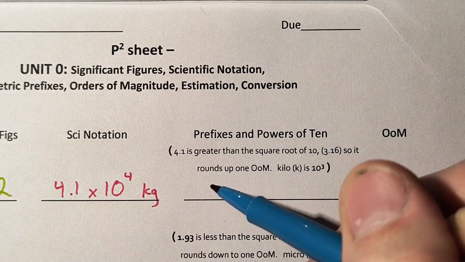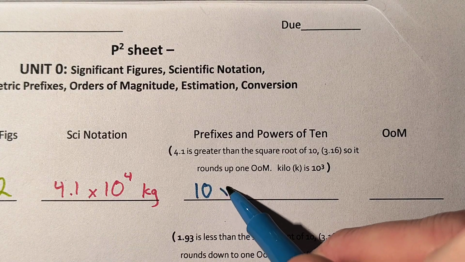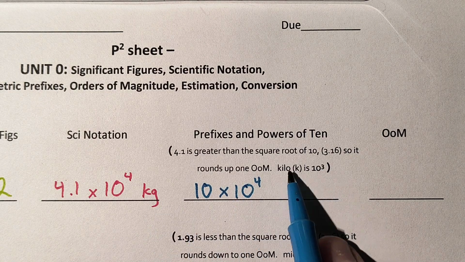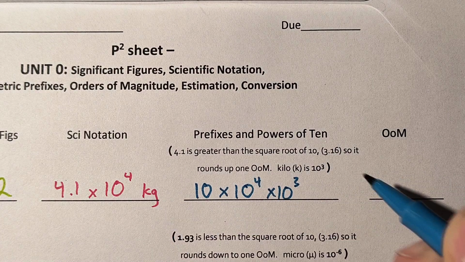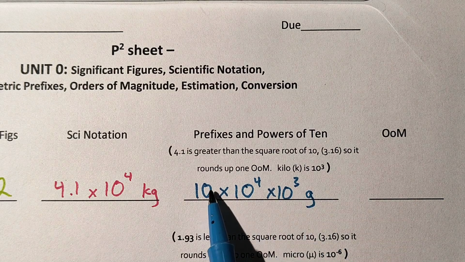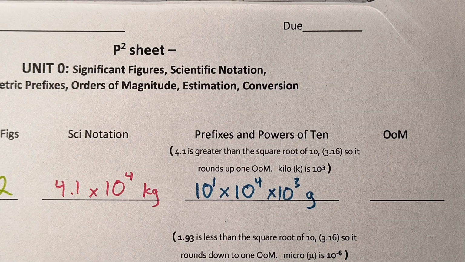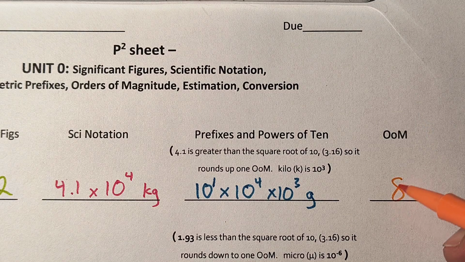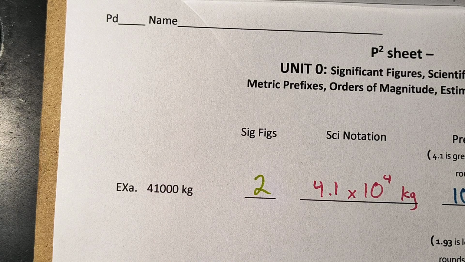So let's take that 4.1 and turn it into a 10. And then we're going to look at 10, we'll keep that times 10 to the 4. And then kilo is 10 to the 3, just as my note says right here. So let's turn the kilo into 10 to the 3, and then we have grams as our base. Okay, so now if we look at all of these orders, remember this is like having a 1 here. So we're going to add up all those orders of magnitude, all of those powers of 10. And the order of magnitude of this measurement is 8. Okay, and actually it's not that measurement. That number with kilograms is an order of magnitude 8.